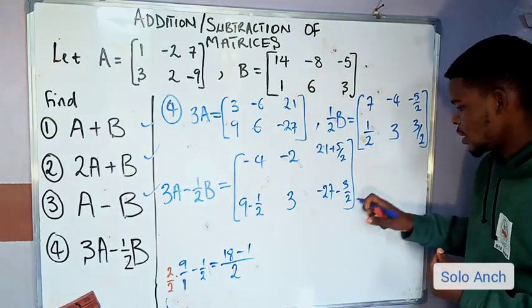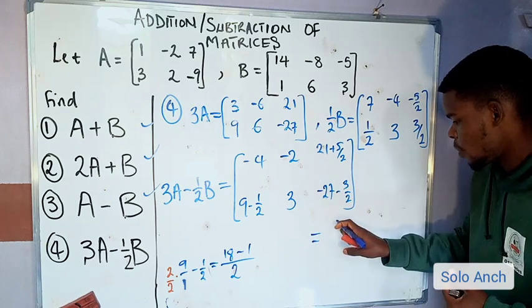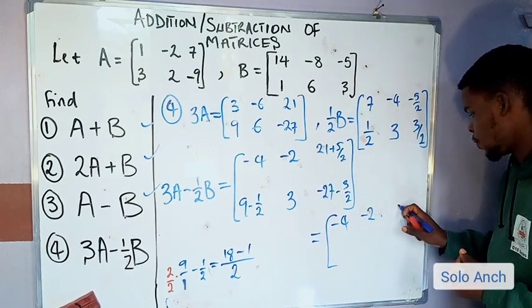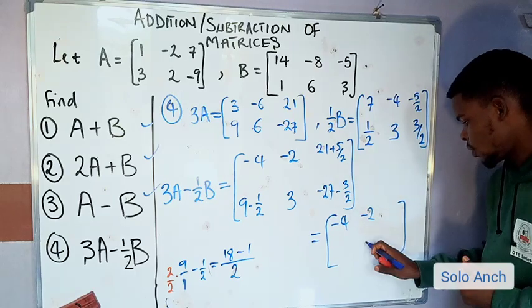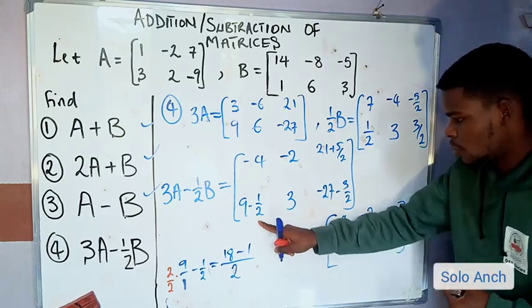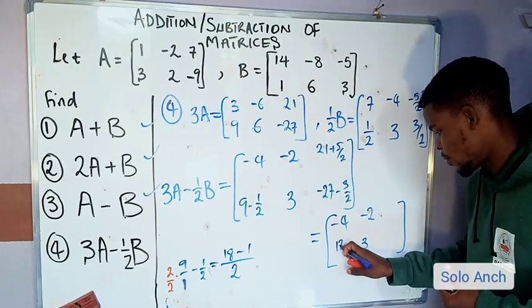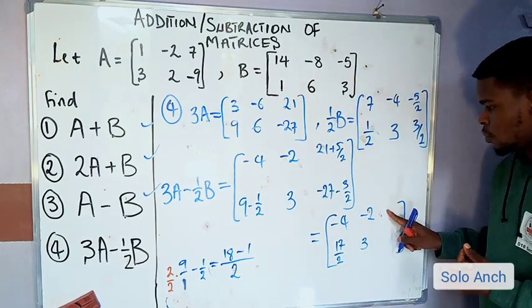So we can write this matrix as negative 4, negative 2. We are going to complete this part, right? So this is 3, this part we are going to complete. So for this one we have 17 over 2. So let me put it down here, 17 over 2. All right, so this one, what do we get?